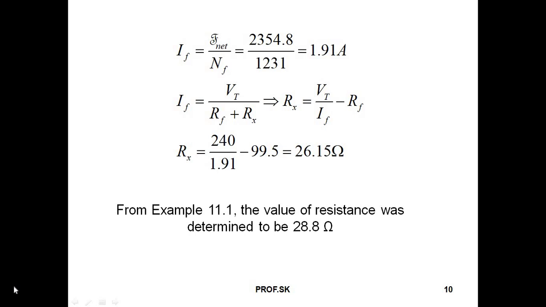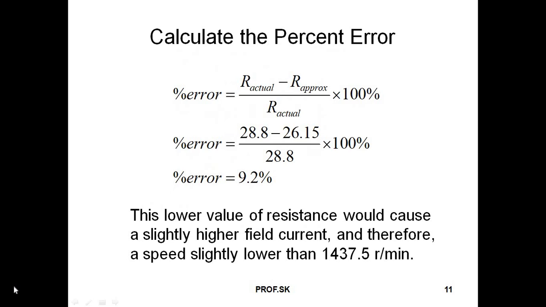Field current is equal to Vt divided by Rf plus Rx, so Rx is equal to Vt divided by If minus Rf. Then Rx is equal to 240 divided by 1.91 minus 99.5, which is 26.15 ohm. Calculate the percentage error. Percentage error is equal to R actual minus R approximate divided by R actual, times 100. Percentage error is equal to 28.8 minus 26.15 divided by 28.8 times 100, which is 9.2.